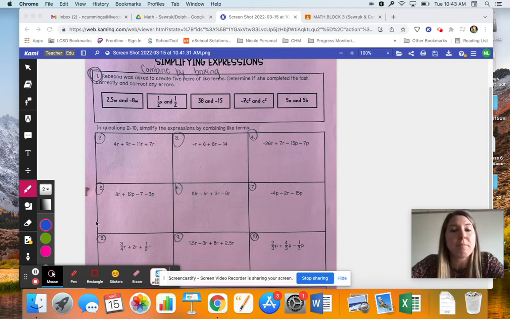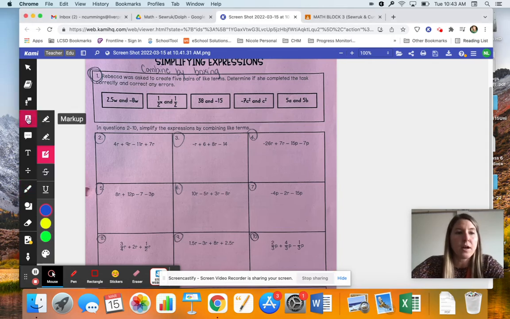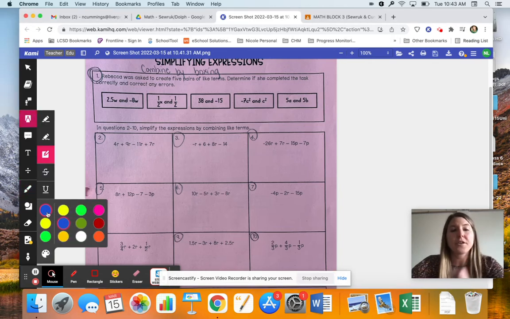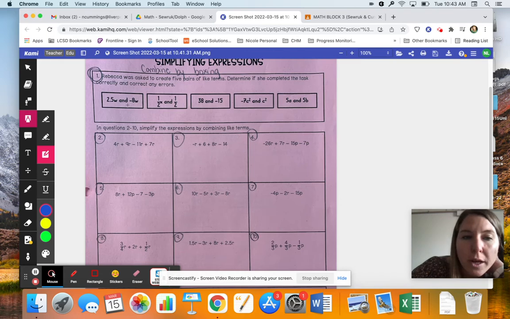This would be the most helpful if you have 2 or 3 colored pencils. Either that or you're going to have to draw a certain shape. So if I were you, I would stop the video, pause it, and go grab maybe 3 or 4 different colored pencils. On mine, I'm going to use my highlighter tool. So, first things first, I'm going to look at question 1. I'm going to look at these boxes.